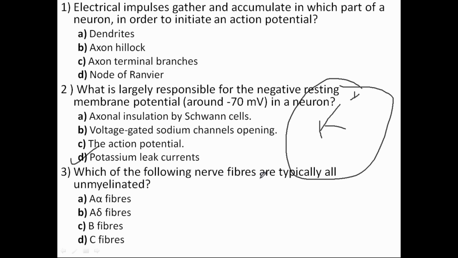Which of the following nerve fibers are typically all unmyelinated? Okay, I may have missed this point, but we will discuss it in this question. The answer is C fibers. C fibers are the nerve fibers which are unmyelinated. They will never have a myelin sheath. Myelin sheaths are present on the A fibers. They are highly myelinated. A fibers are highly myelinated and C fibers are unmyelinated. Fine. So note this down in your notebook.